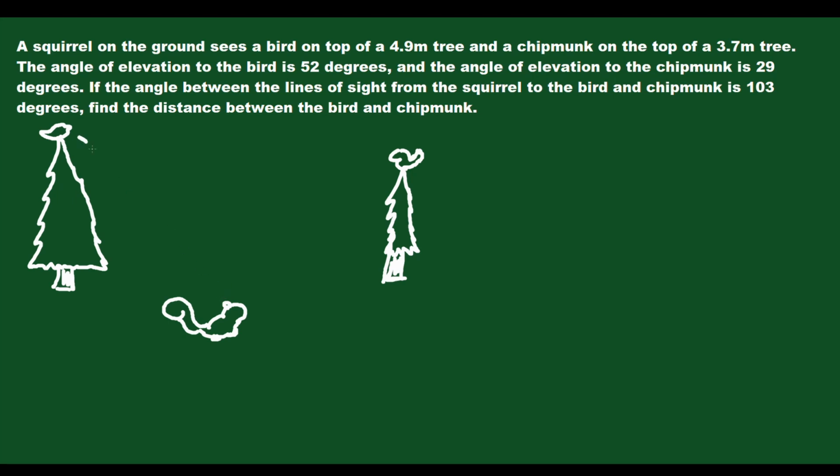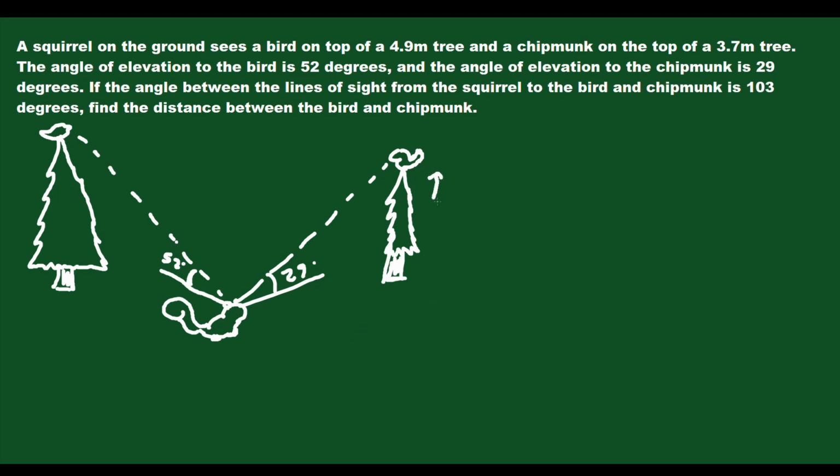Now the angle of elevation from the squirrel to the bird is 52 degrees, meaning that if he's looking up to the bird, like this, he sees here, and now this is a horizontal line. I'm drawing it up like that though because the squirrel is closer to us than the trees are. The trees are off in the distance, right? So this angle here is 52 degrees. And his angle of elevation to the chipmunk, we know, is 29 degrees. Like that.